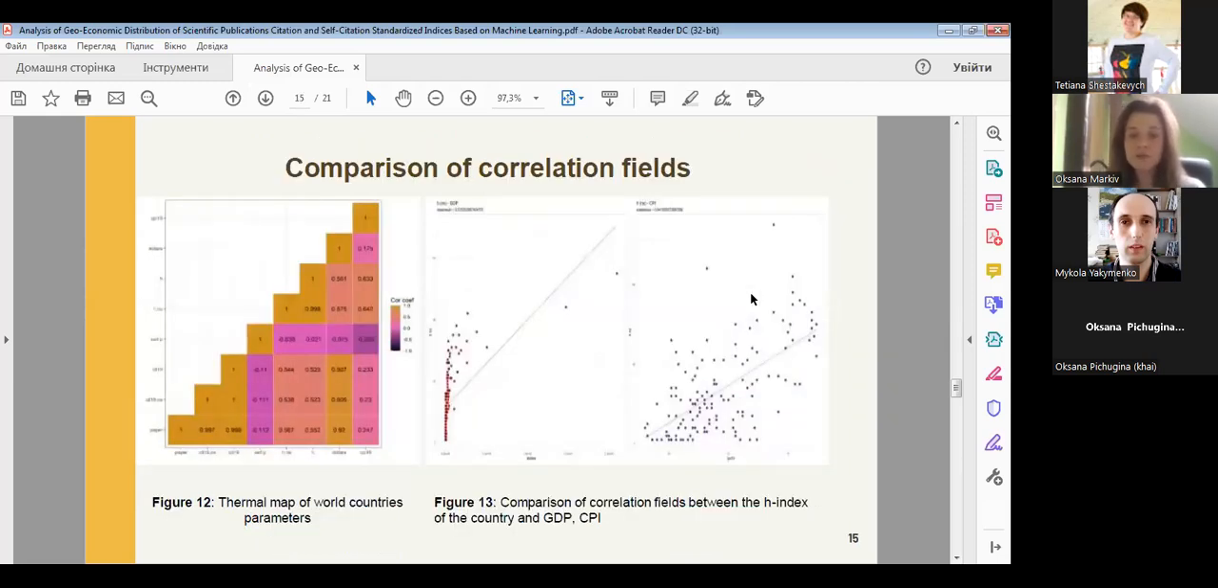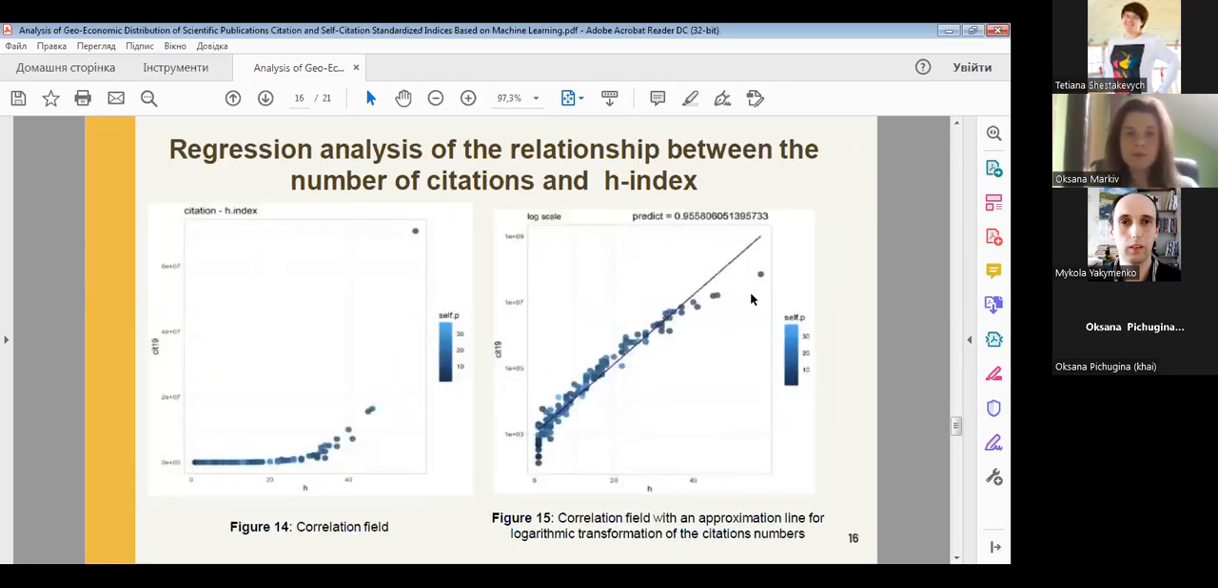The correlation matrix map shows the presence of linear relationships between h-indices, number of articles, and citations. The map shows that there is a linear relationship between GDP and the number of citations, and it's shown in these figures in slide number 50. Regression analysis of the relationship between the number of citations and h-index shows that the approximation function must have the form of an exponent, visible on these graphs.